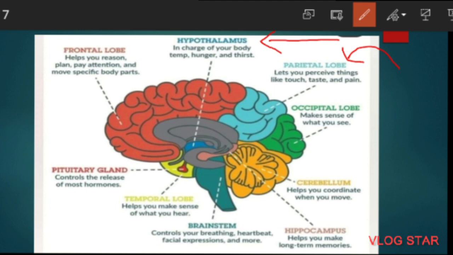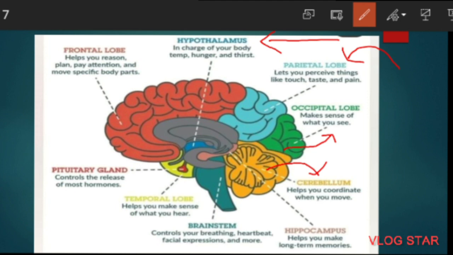Next, the parietal lobe. It lets you perceive things like touch, taste and pain. So this parietal lobe is a part of the brain and carries different functions. Next, coming to the next part, that is the occipital lobe. It makes sense of what you see, like vision, perception. What you see is carried out by the occipital lobe. Next is the cerebellum. It helps to coordinate when you move. As I have said before, the cerebellum controls balance for walking and standing, and also it carries other complex motor functions.